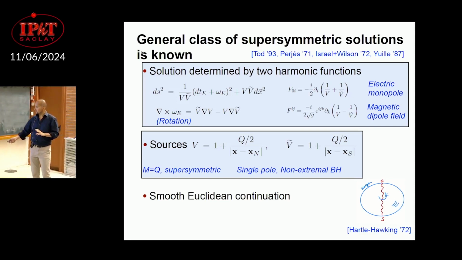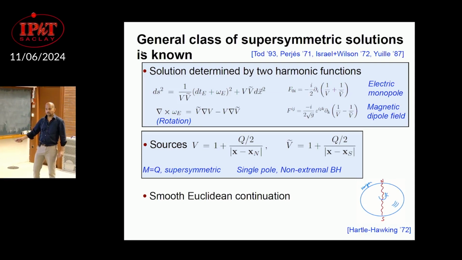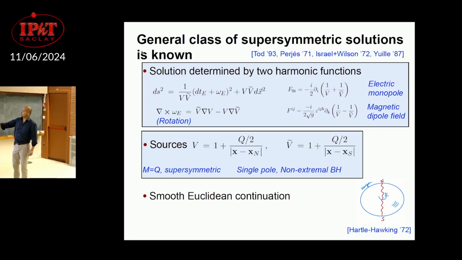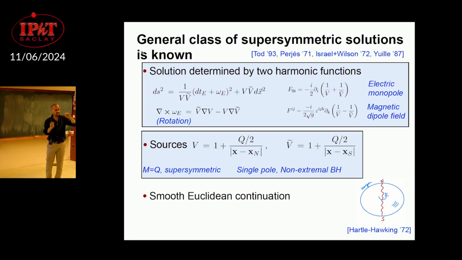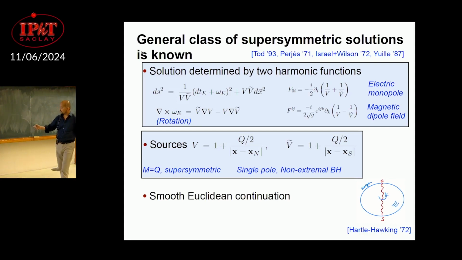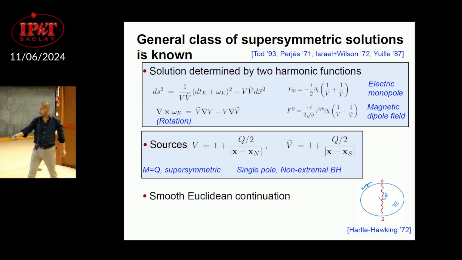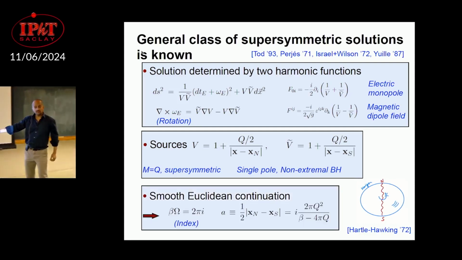In fact, the way to think about this Euclidean continuation was given in this nice paper of Hartle and Hawking. You think of this rotation gauge field as a three-dimensional gauge field, and then these sources mean that there are Dirac strings for these gauge fields coming out of the poles. Smoothness means this Dirac string can't hang out, so it starts at the north pole and has to end at the south pole. That condition then tells you that beta omega equals 2 pi i.